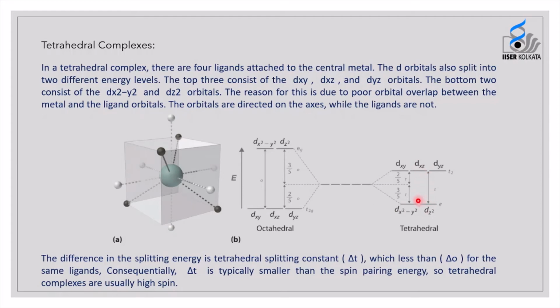That statement means that the energy required for electrons to go from here to here will be lesser than the pairing energy. So in our case, tetrahedral complexes are usually high spin, meaning the electrons do not prefer to pair. The electrons will go into the upper orbitals instead of pairing, which will result in a high spin complex, as we have studied in the previous slides.